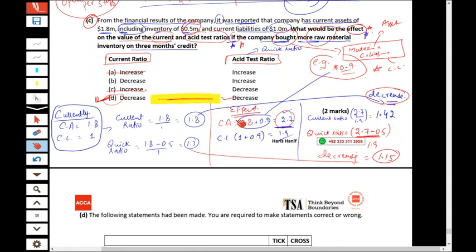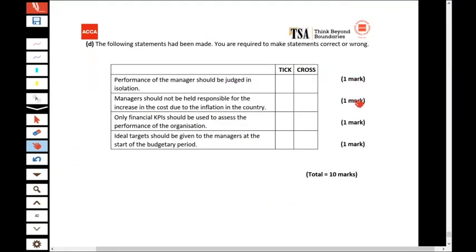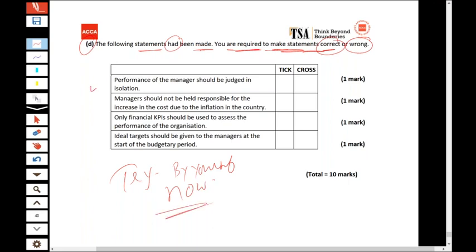Now moving to the next part, D, 1111. These are the four theoretical aspects. The following statements had been made. You are required to mark statements as correct or wrong. Just try by yourself now. Hurry up. 1, 2, 3, 4. These are four statements. You need to read and tick or cross as per your current level of knowledge to date. Then I will be explaining each and every statement. Hurry up, students.